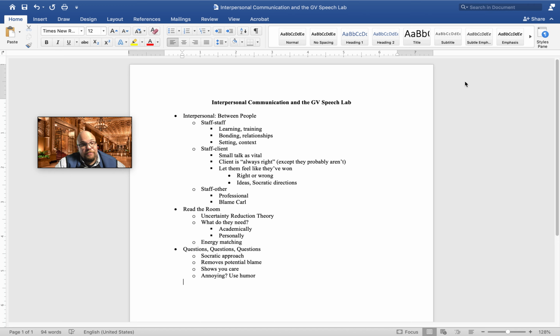The last thing on Read the Room is energy matching, and we'll talk more about this with communication accommodation theory later in the semester. But the idea here is that if you see a client that has really low energy, maybe they don't want to be there, they don't feel well, they're tired, whatever, you don't want to come in at your upper level energy, right? So it's, "Hey, how are you?" "Oh, I'm fine. How are you?" "Oh my gosh, it's great to be here." You're very unlikely to pull them up to your level.